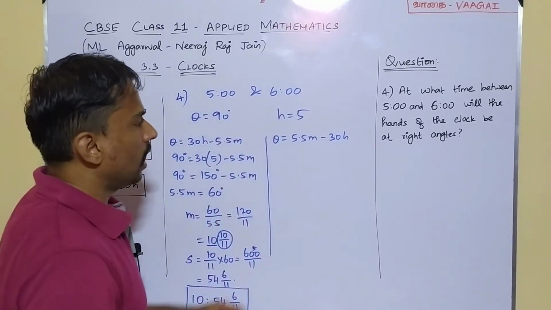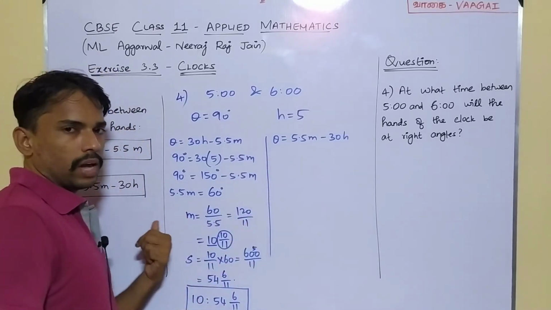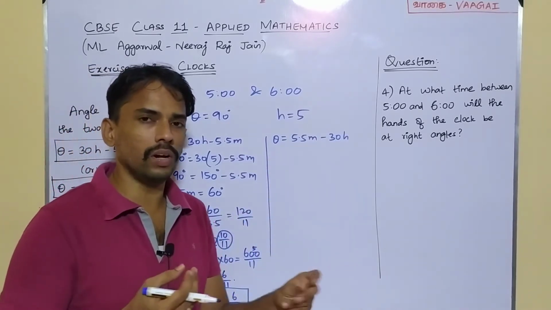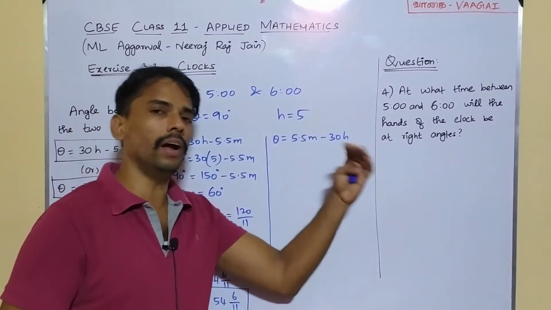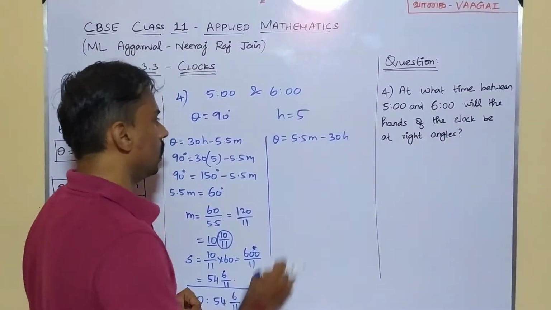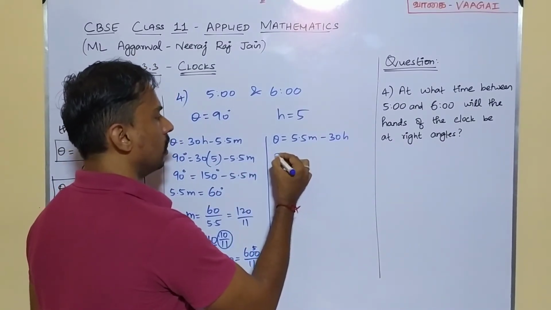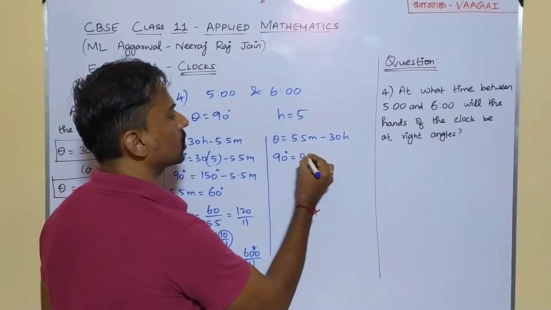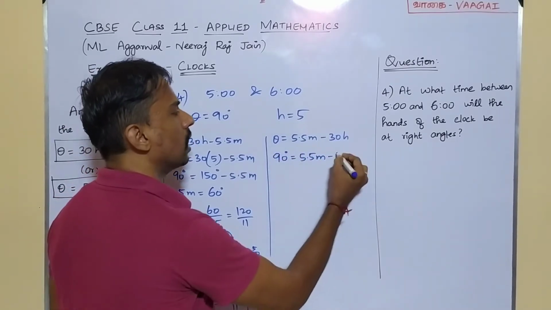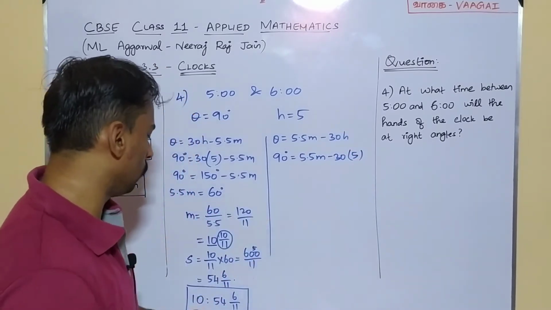Coming to the second situation, here we are using the second formula, because the situation is different. Here the minute hand will be ahead of the hour hand, so that's the reason we are using the second formula. If I do the same substitution, we will get 90 degrees is equal to 5.5 m minus 30 into h, so that means 30 into 5. Am I right?